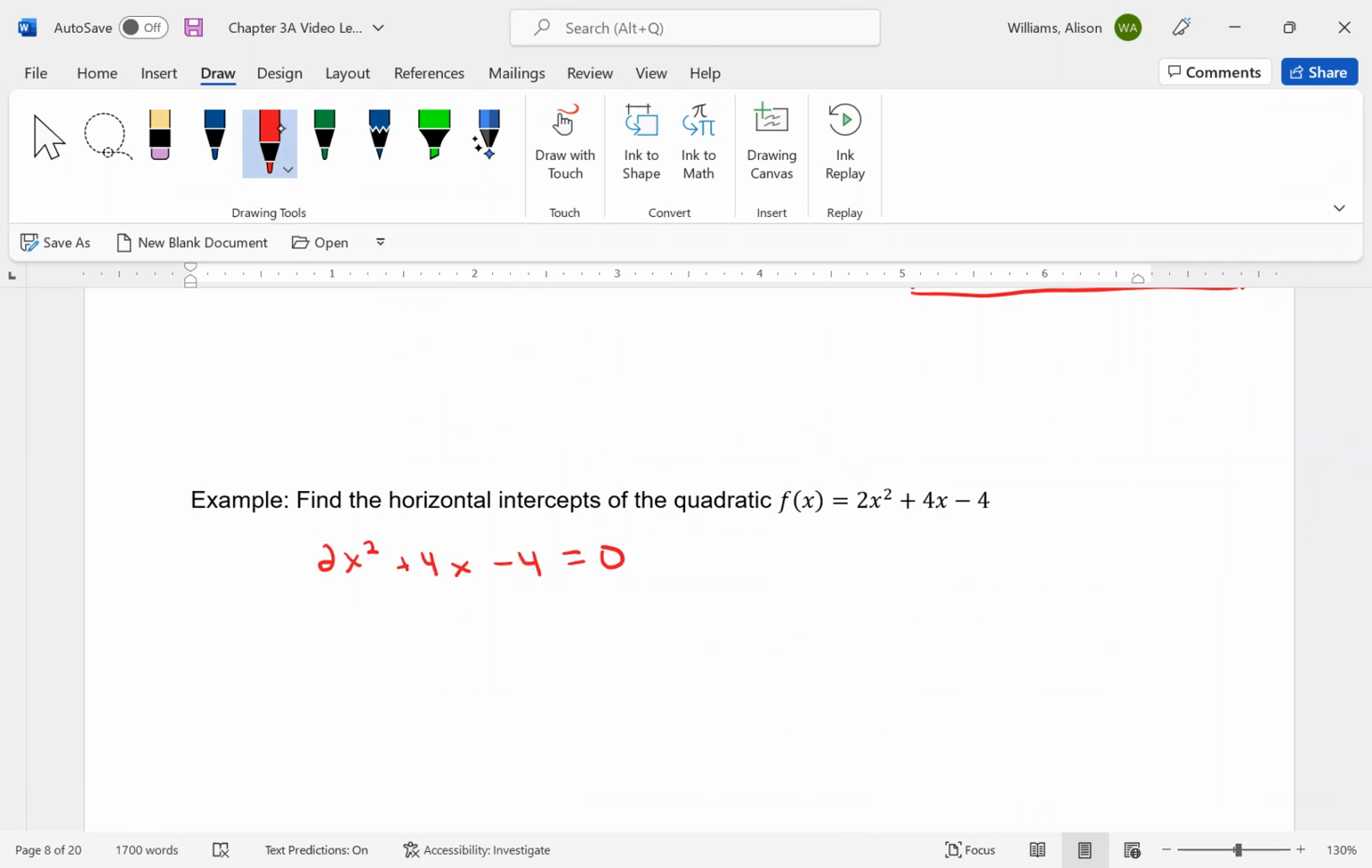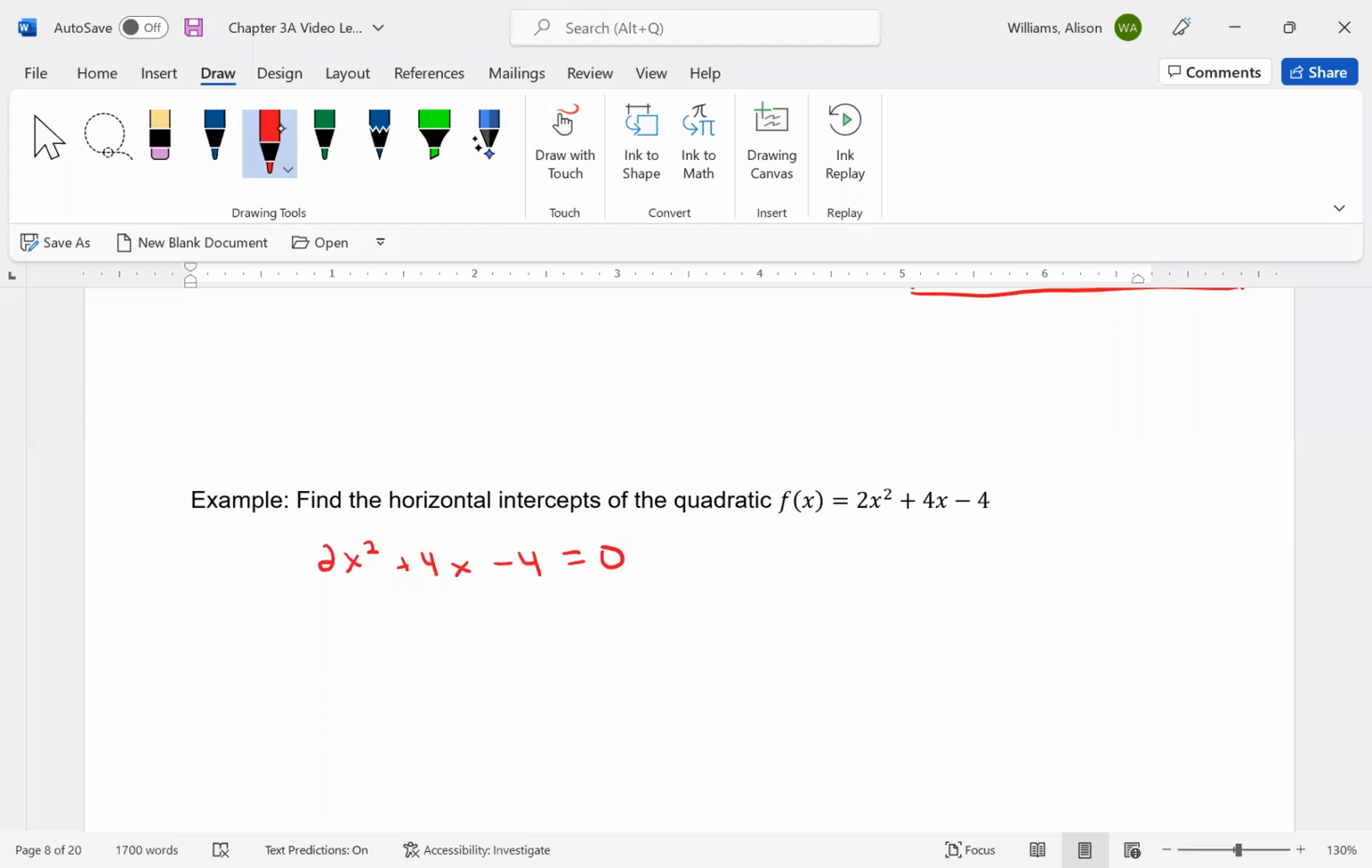Now, I happen to know this doesn't factor. I can factor out a 2, which is nice. But what's left, x squared plus 4x minus 4, there aren't two numbers that multiply to be -4 but add to be +4. It's impossible. So we're going to have to use a different method. Why don't we try using completing the square? So I'm going to go ahead and go through that process.